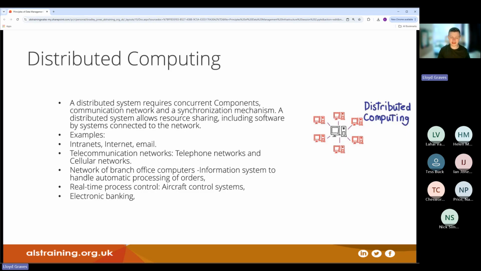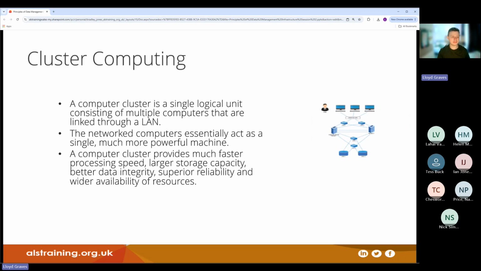Whether it's a cloud-based network or a physical network, pretty much every organization is using this at the moment. Another idea that we talk about then is cluster computing. Cluster computing is a similar sort of idea, but there's a slight difference. A computer cluster is a single logical unit consisting of multiple computers that are linked through a LAN.